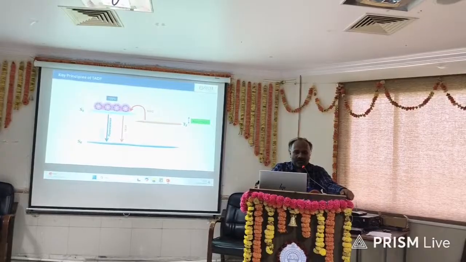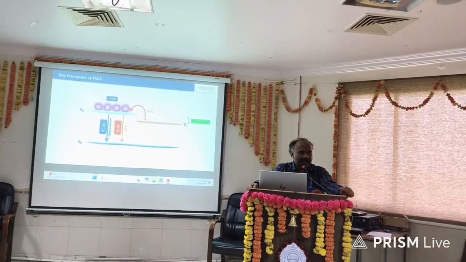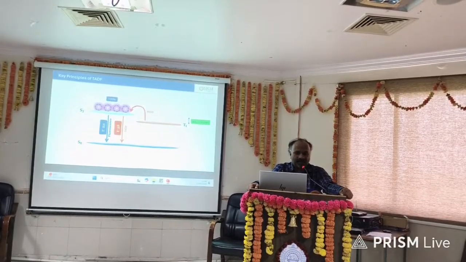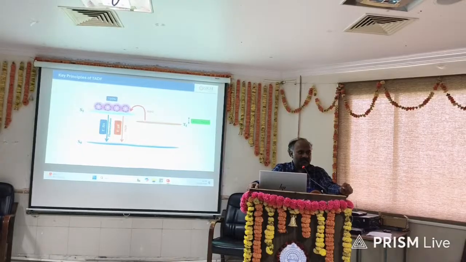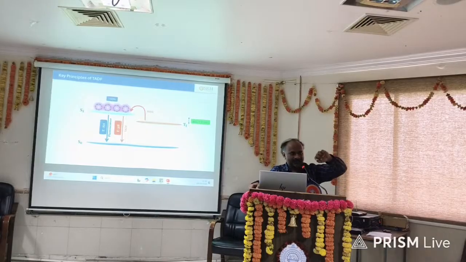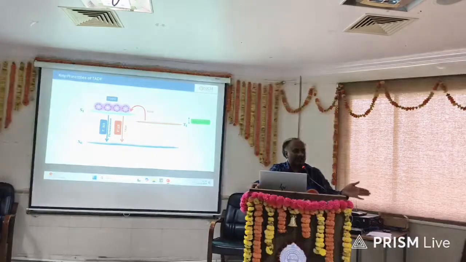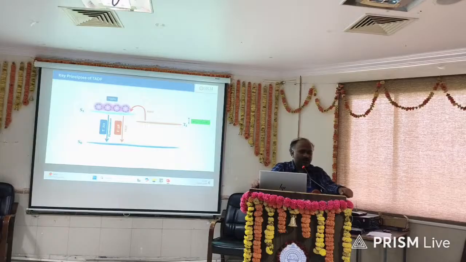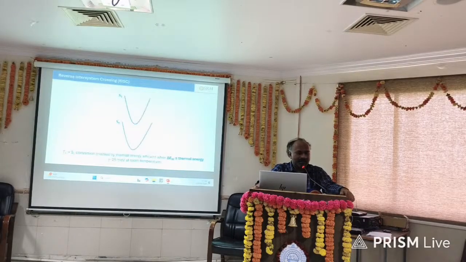As I told, fluorescence happens on the scale of nanoseconds, but the delayed fluorescence will be a little slower, on the scale of microseconds, because, as you might have understood, the triplet has to go to the singlet state, and again from the singlet it has to come to the ground state. So it is a little slower process compared to spontaneous emission. This is the process that happens in these emitters.